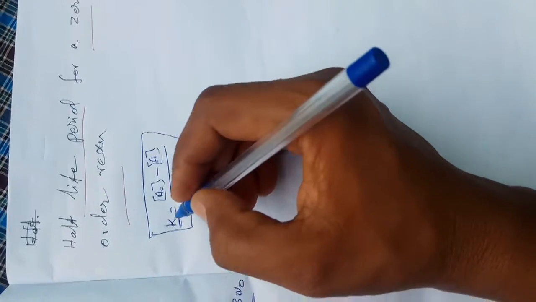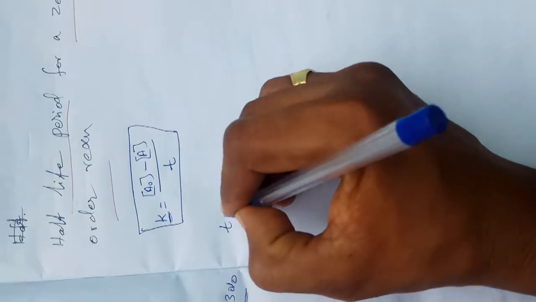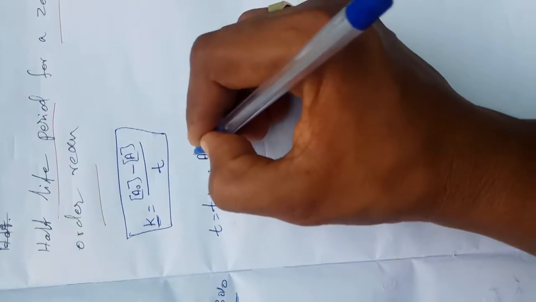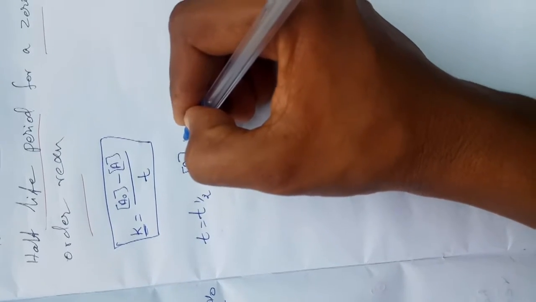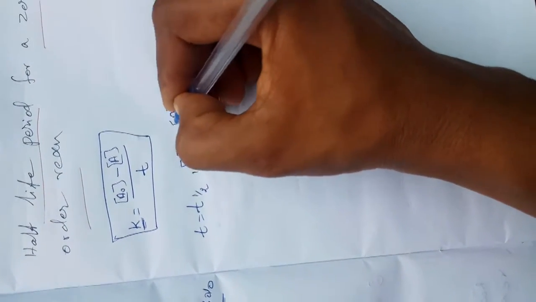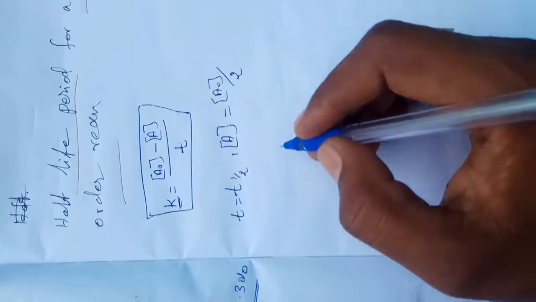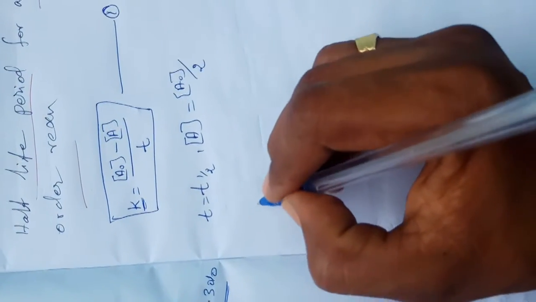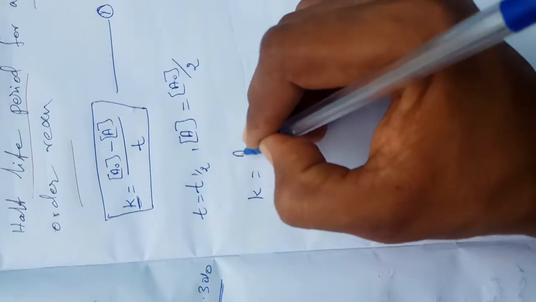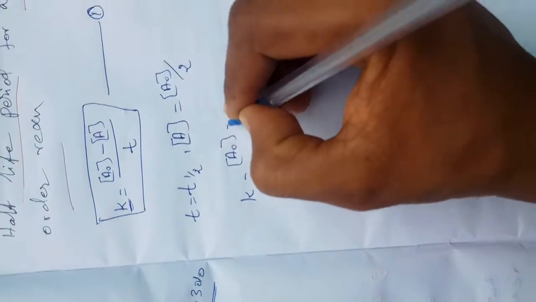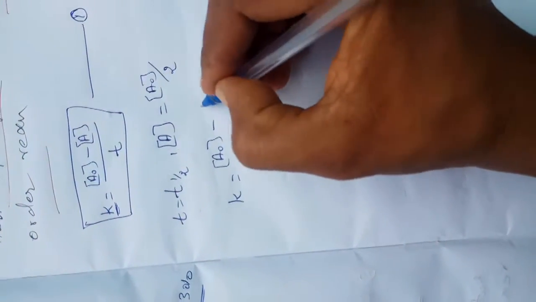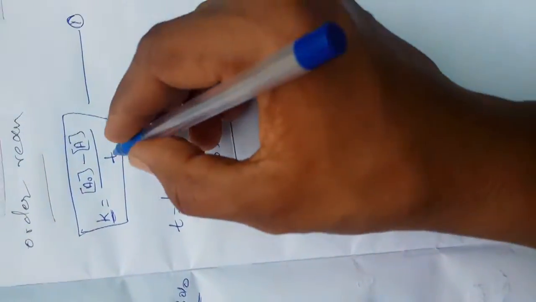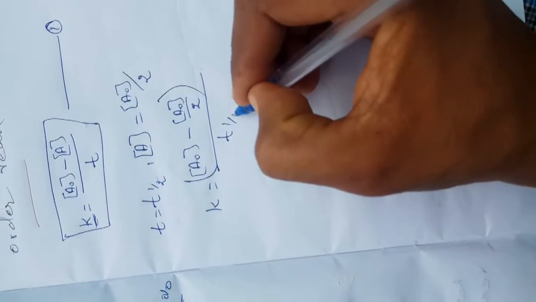Substitute in this equation T equal to T 1/2. Similarly, the final concentration of the reactant A equal to A naught by 2. Substitute these values in equation 1. We get K equal to A naught minus A, so A equal to A naught by 2, so A naught by 2 divided by T equal to T 1/2.